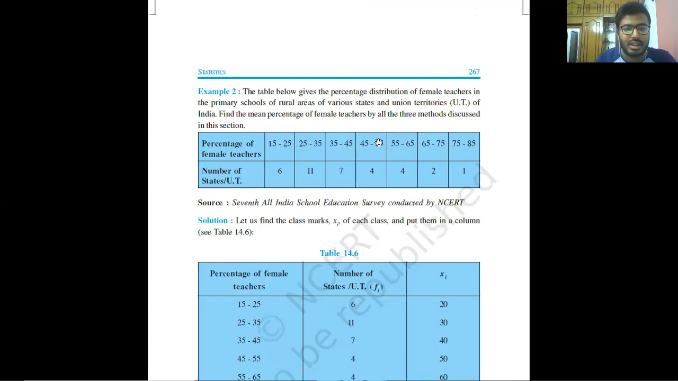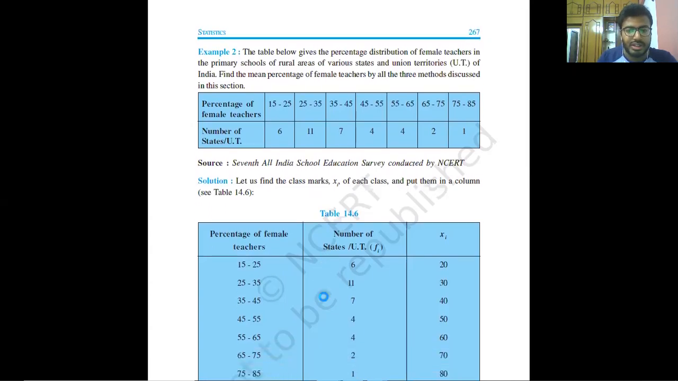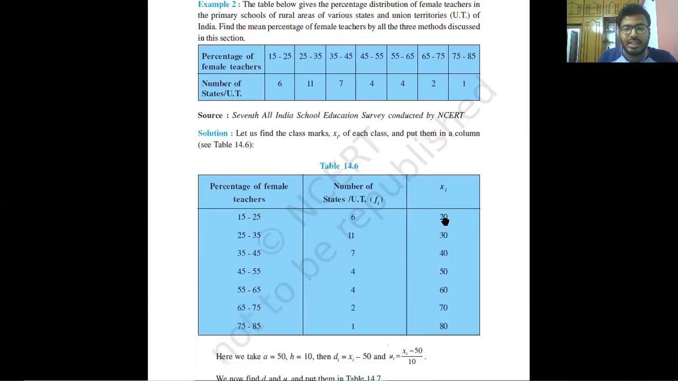Now first we are writing the class, then the number of frequencies. Class and number of frequency you are writing, and to find the xi, what will it be? Upper limit plus lower limit divided by 2. So 25 plus 15, how much is it, 40, divided by 2, how much is it, 20. Now look at the class length, is the class length the same for everyone? 25 plus 30, 10 differences there. So basically just add 10. So 20, 30, 40, 50, 60, 70, 80. So these are the x's.